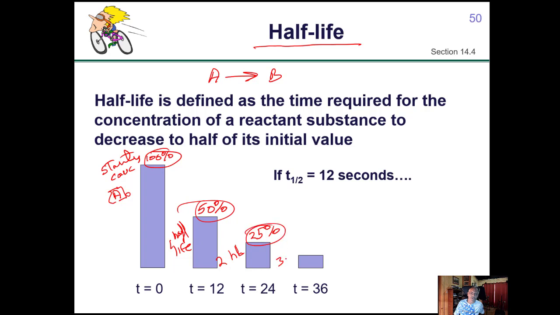Let's go for three half-lives. And if I started with 100% and one half-life went by at 50%, second half-life goes by, now I have 25%. Well, this is now my new starting concentration, so when a third half-life goes by, I've got 12.5% remaining. And then we can just keep extending that.